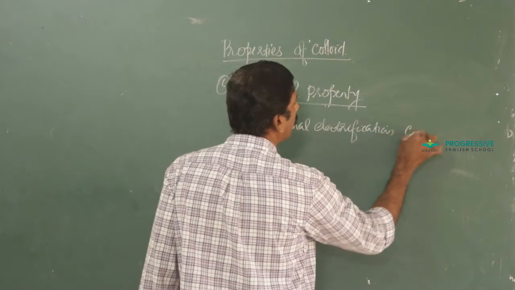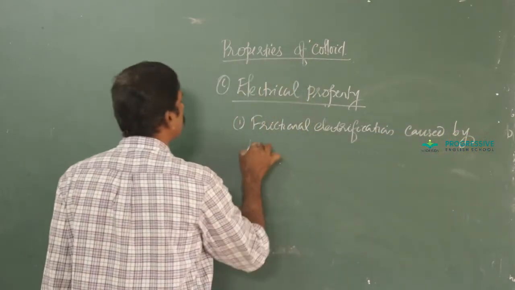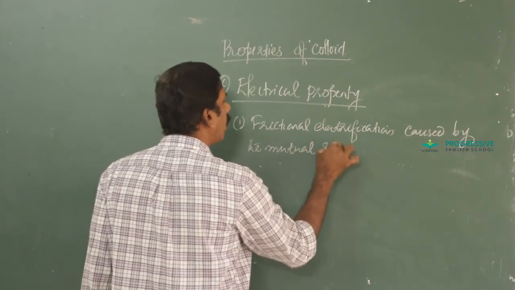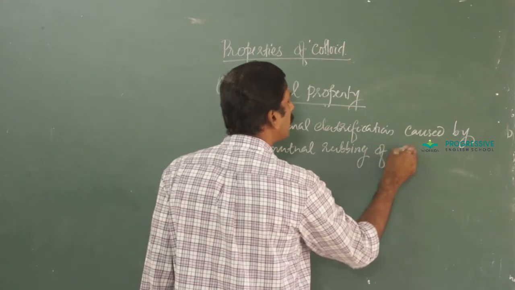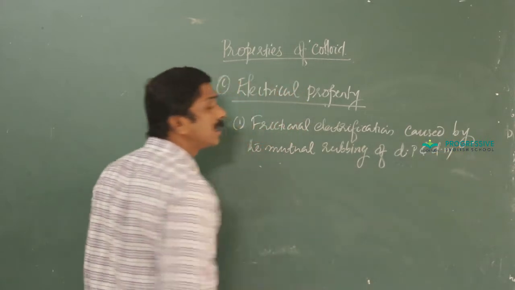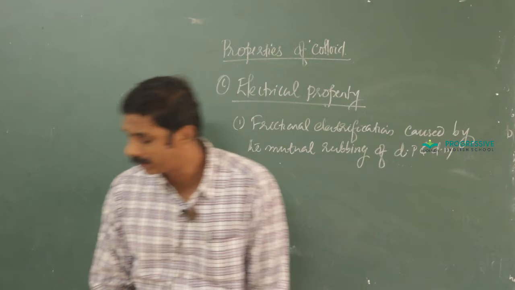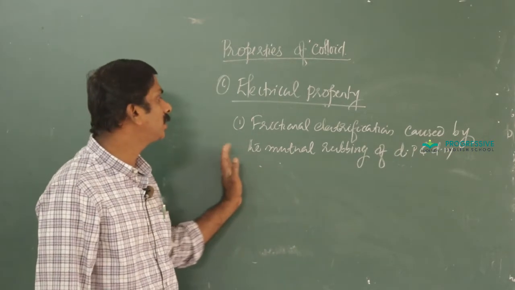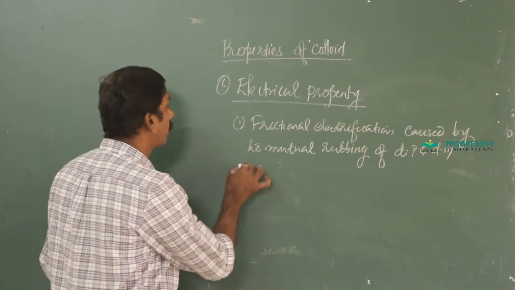Frictional electrification caused by the mutual rubbing of dispersed phase and dispersion medium. Frictional electrification arises due to the mutual rubbing of dispersed phase and dispersion medium.